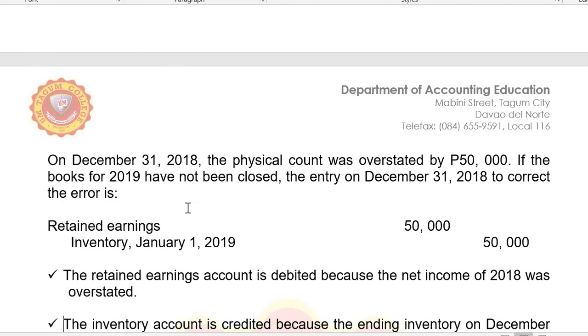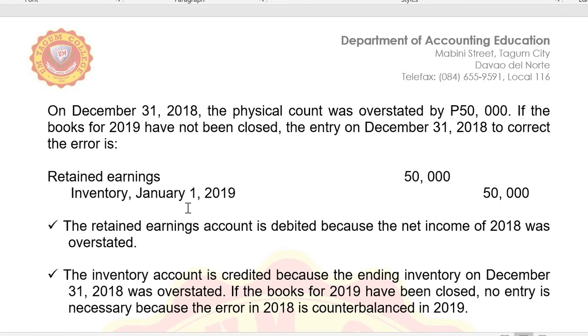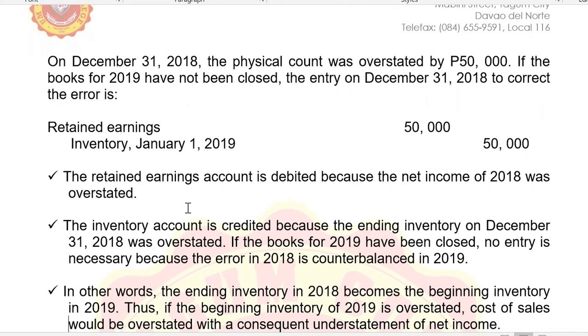So, yun nga, the retained earnings account is debited because 2019 net income of 2018 was overstated. Then the ending inventory is credited because the ending inventory on December 31, 2018 was overstated. Yan. So, if the books for 2019 have been closed, no entry is necessary because the error in 2018 is counterbalanced in 2019. No? Nag-counterbalance na siya. Kasi, ito yun, no?